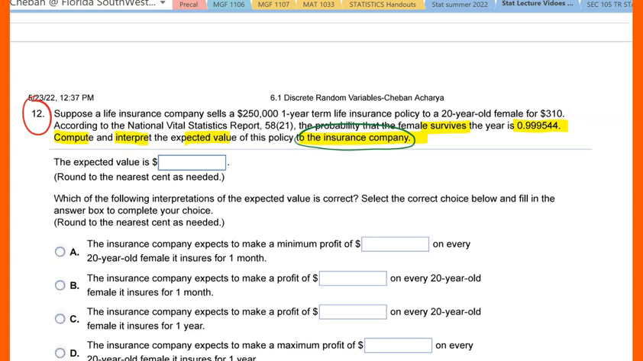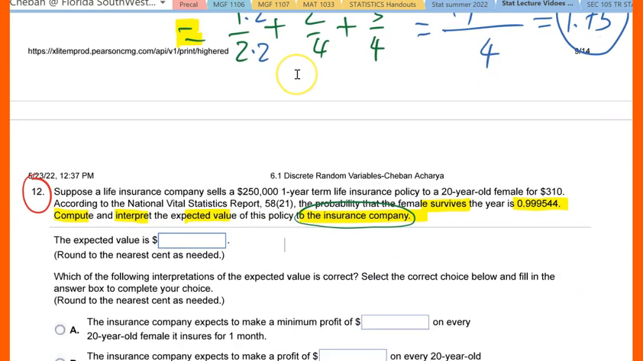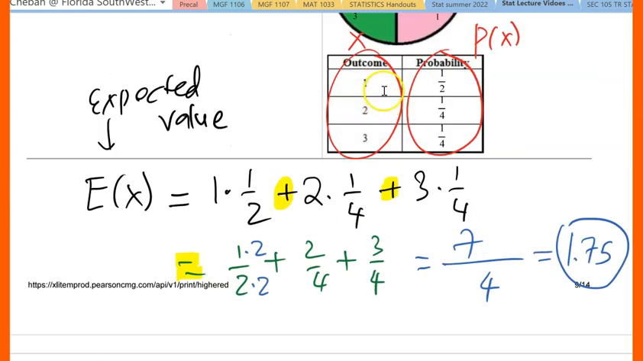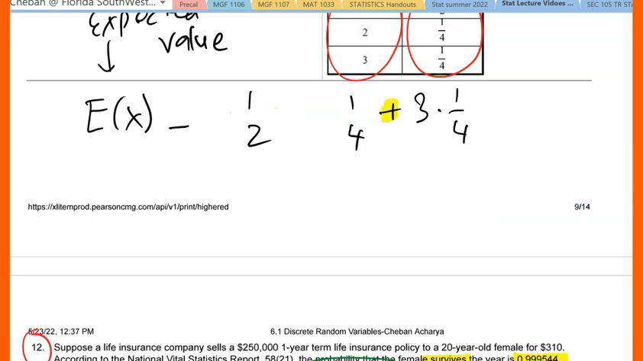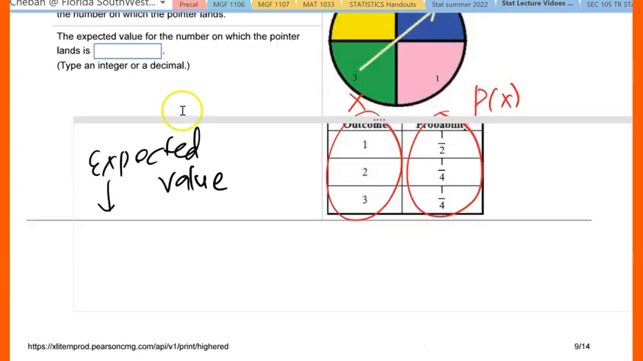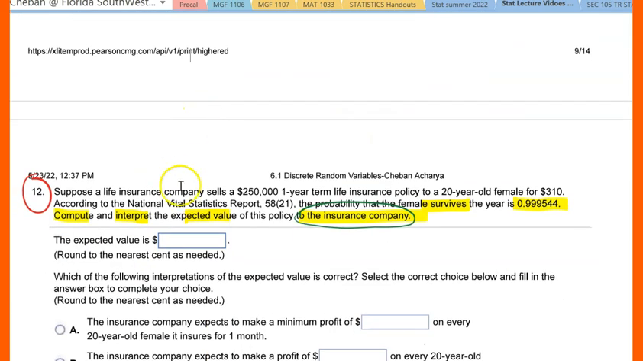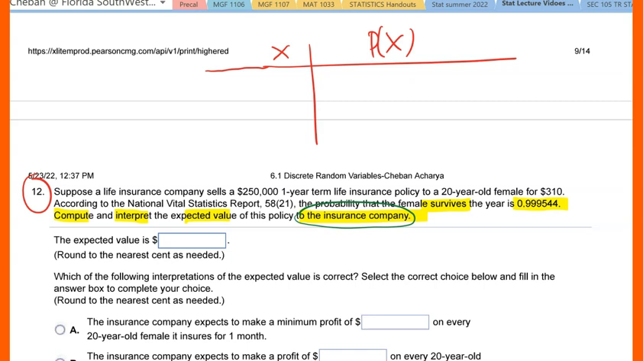You notice that you have to find the expected value to the insurance company for this policy. Again, to find the expected value, you need to find the outcome and the probability, and you multiply and add. That's how you find the expected value. Unlike question 11, question 12 doesn't have a table. Therefore, let's make a table for x and P of x. There are two possibilities.